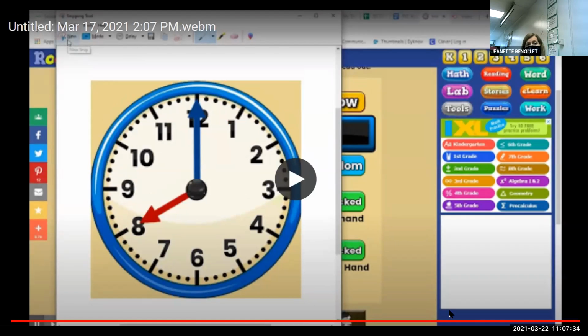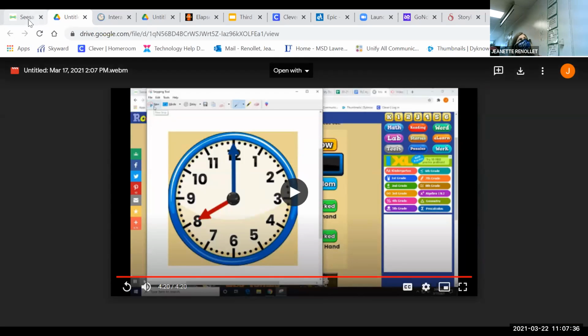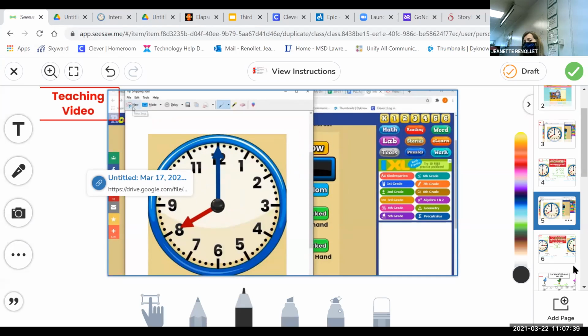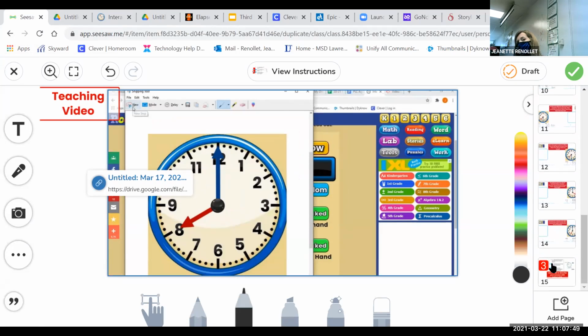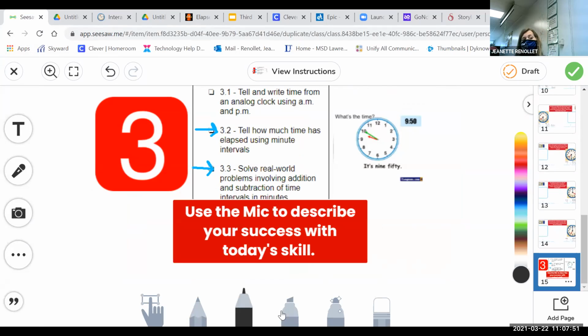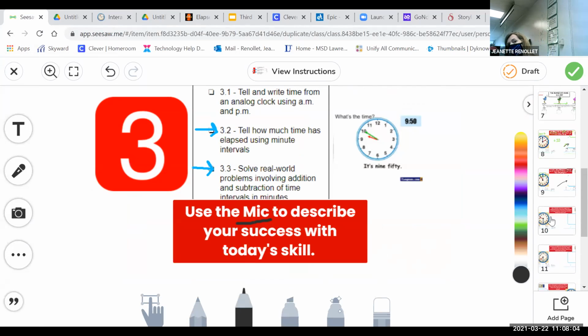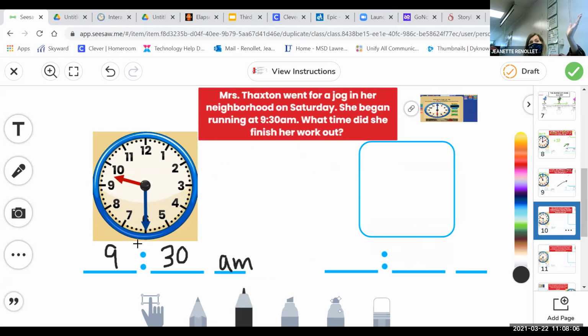All right, you have now seen all of the examples. So the rest of the time is yours until lunchtime, and then after lunch, you may do all of the slides that you have not done. Slide 15 asks you to use your mic to describe your success with elapsed time. How are you feeling about elapsed time when you get to the end of your problems? You have still some problems to work on where you have the start time and you have to find what time they finish.